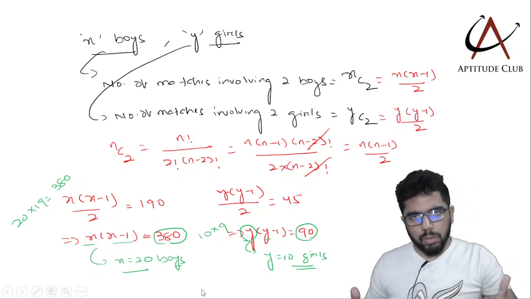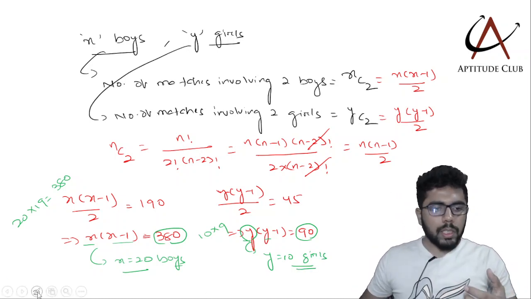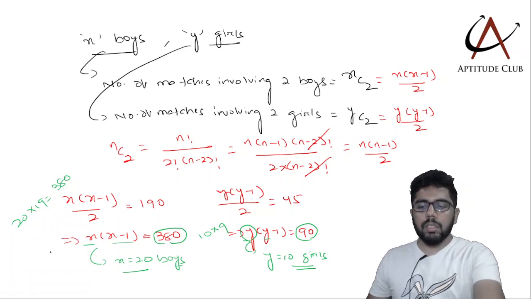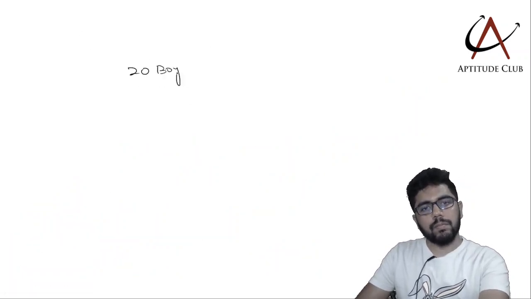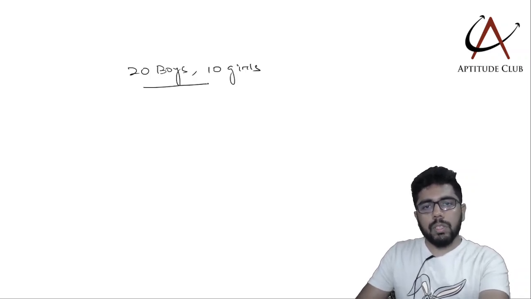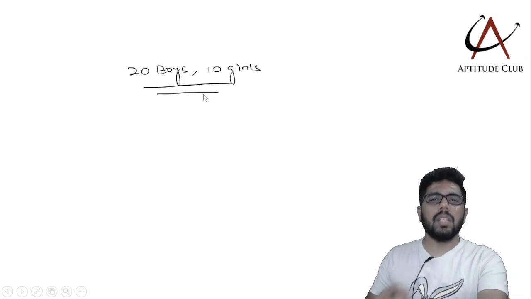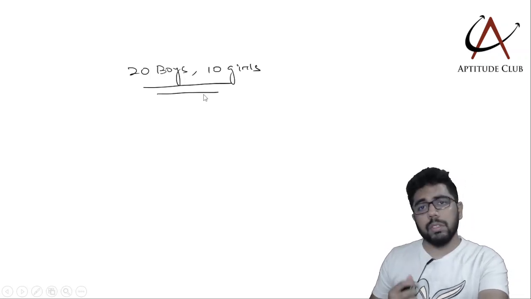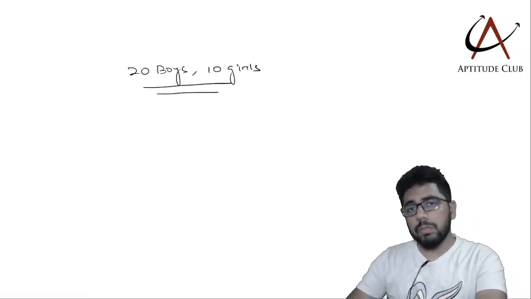So the problem is solved. I know how many boys there are in the class and how many girls there are in the class. So we have 20 boys and 10 girls. Now note this, that this was a previous CAT question, and if we know just the basic fundamentals of combination, we can solve this question very easily.